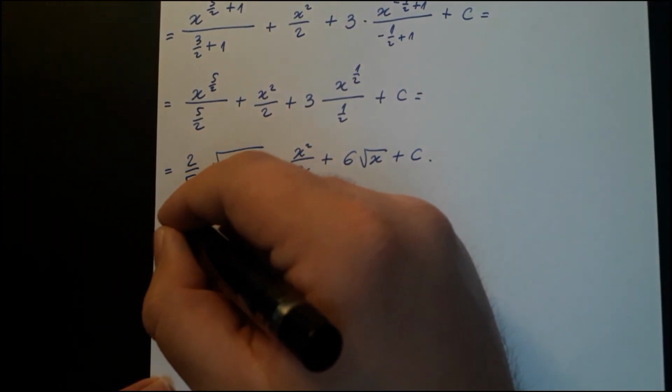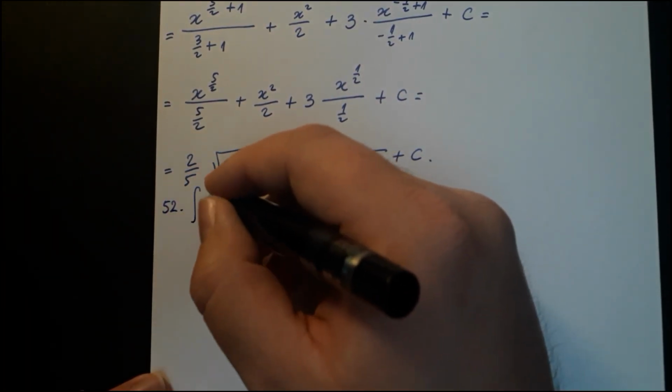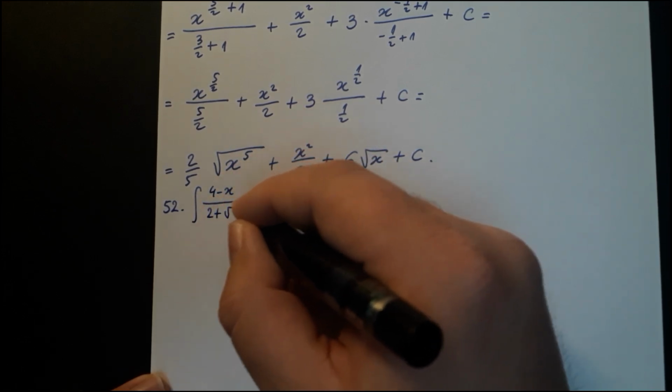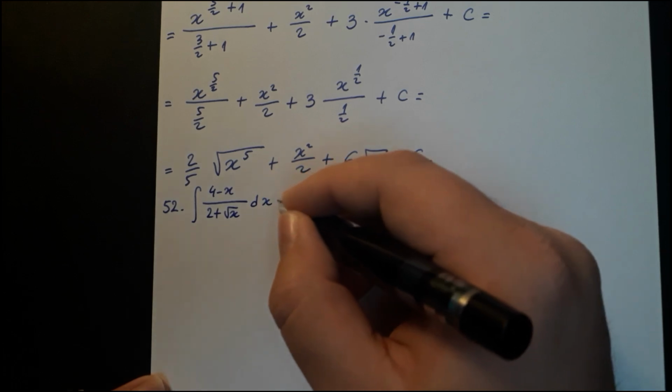Problem number 52 on our list is an integral of 4 minus x divided by 2 plus a square root of x dx.